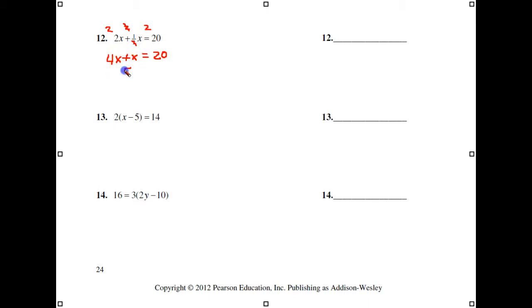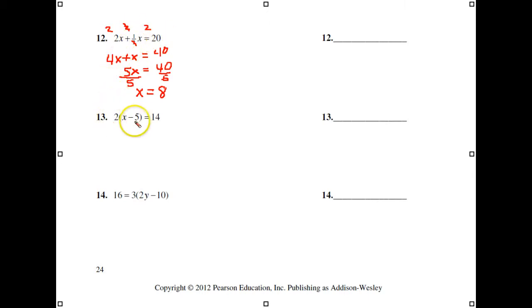So we group like terms now. That's 5x equals, and I see I had a little error here. I meant to write 40 there. And now we divide again by the numerical coefficient. And we get x equals 8. And if we put that 8 into the original, it checks.